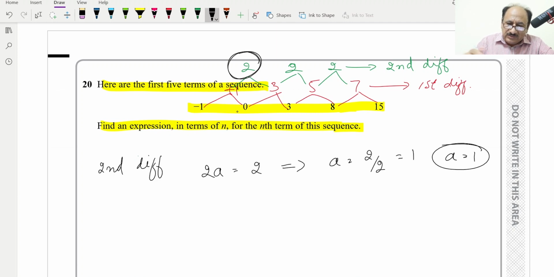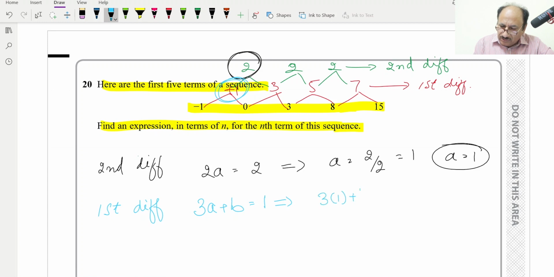Now, first order difference is which? First order difference is 1. So first difference we are writing equal to 3a plus b. 3a plus b is equal to 1. So we can simplify. This implies a value is 1, so we'll write 3 into 1 plus b is equal to 1, and this implies b is equal to 1 minus 3, so minus 2. So this is the b value which we calculated.